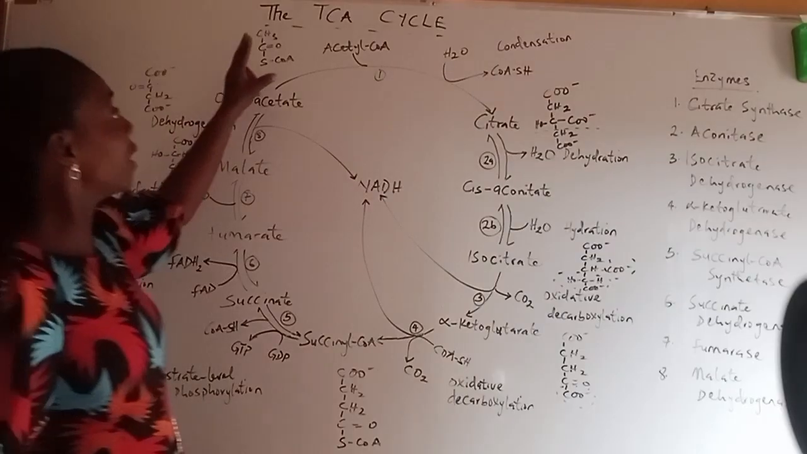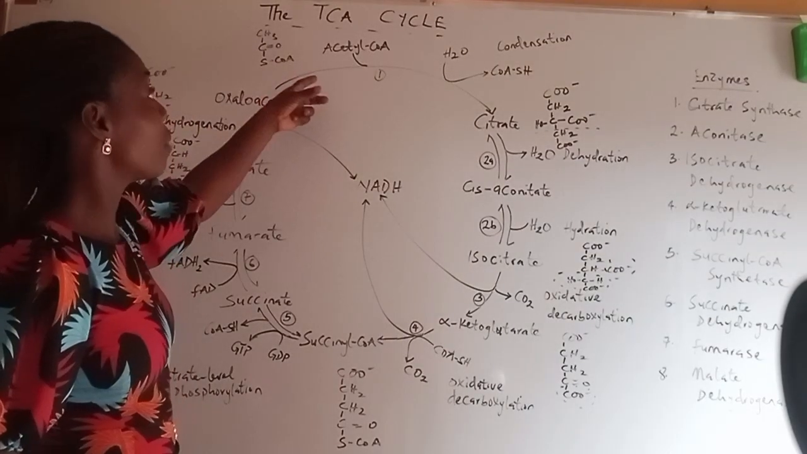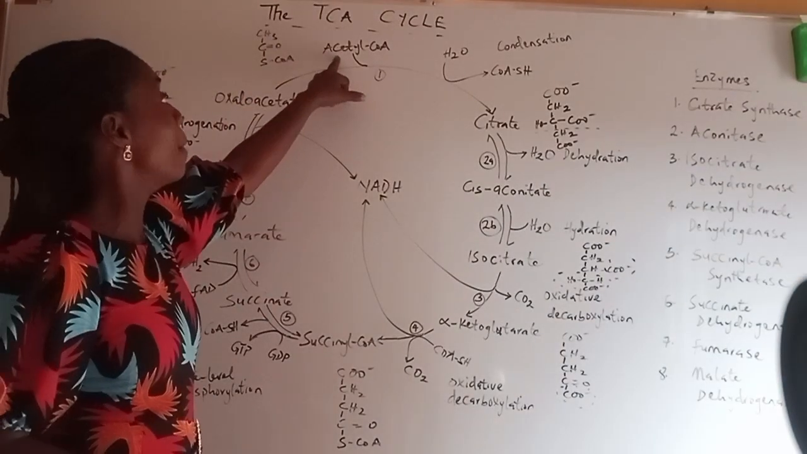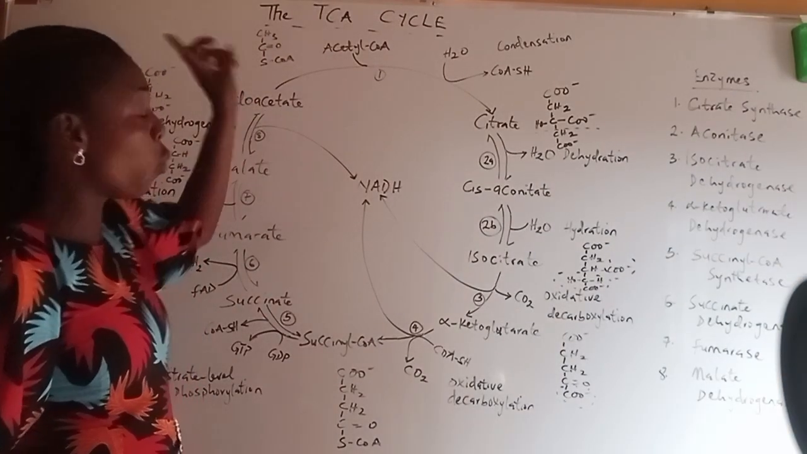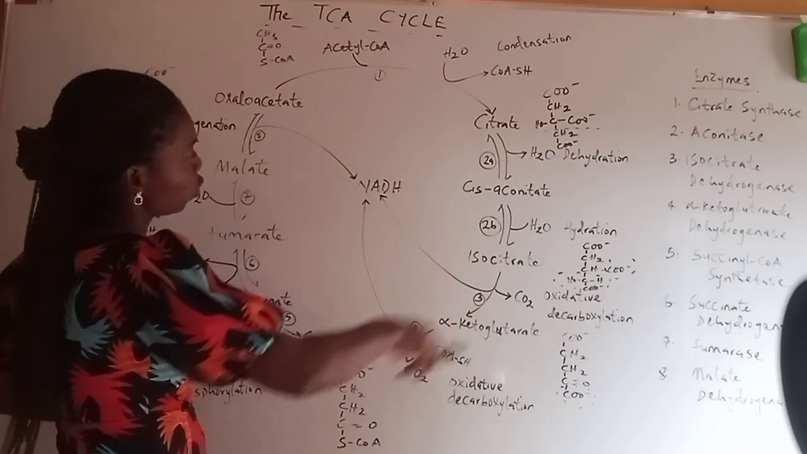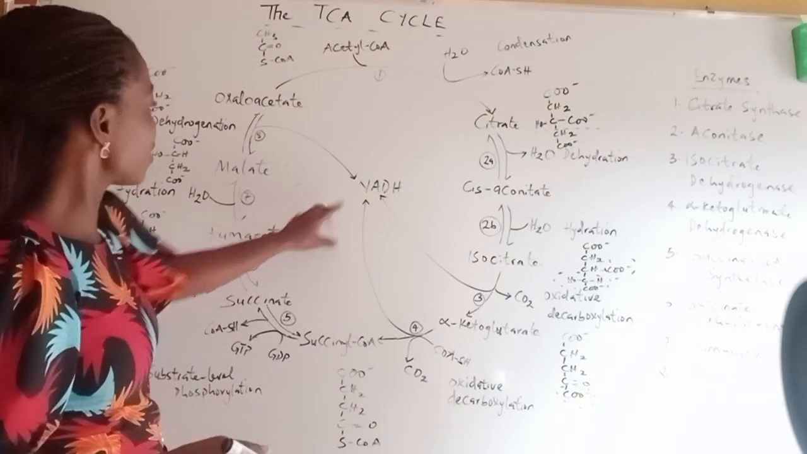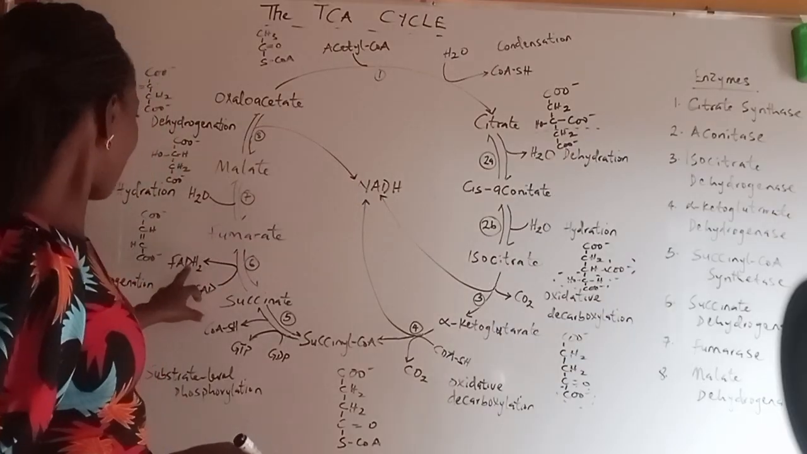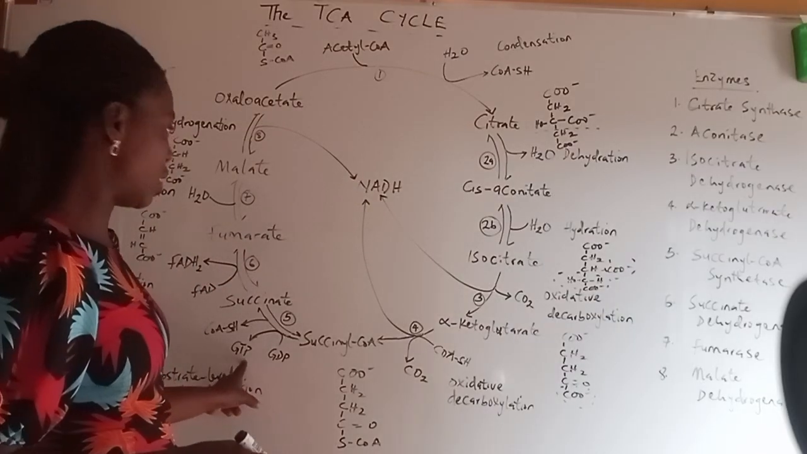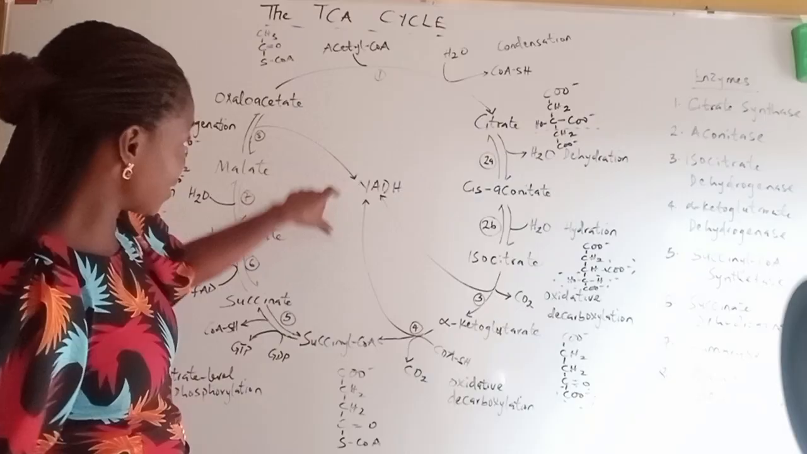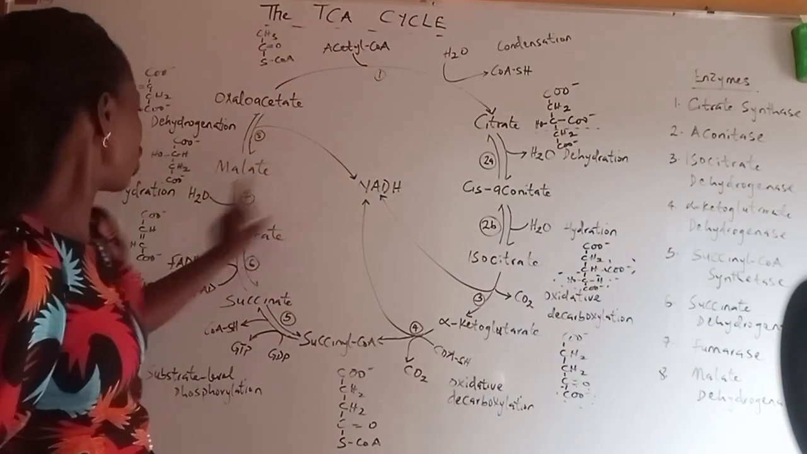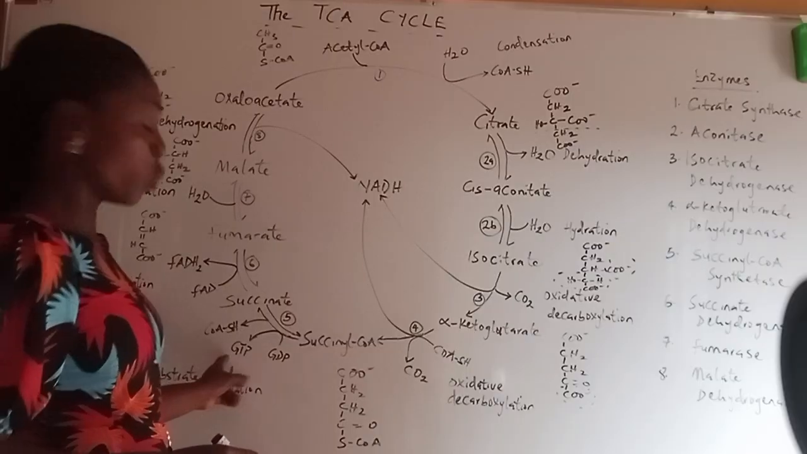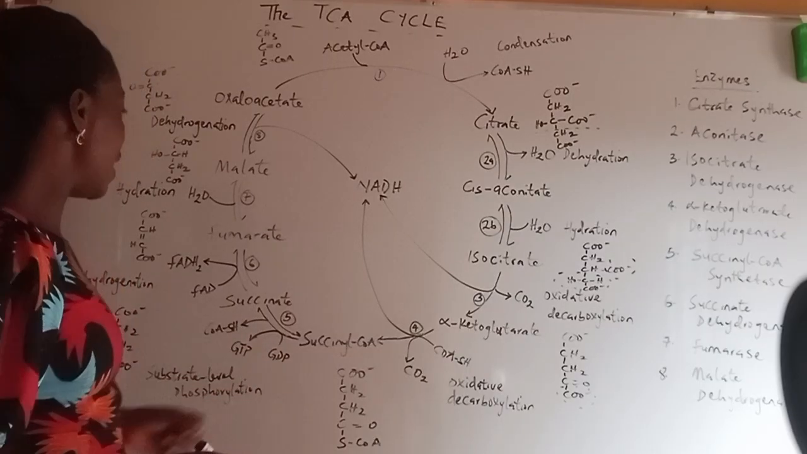Now remember that 1 molecule of glucose can produce 2 molecules of pyruvate, and then 2 molecules of pyruvate can produce 2 molecules of acetyl-CoA. That means 1 glucose molecule has to go through this cycle twice to give us 6 NADH, because each cycle produces 3 NADH, 1 FADH2, and 1 GTP. So if 1 glucose enters this, it will go twice to give us 6 NADH, 2 FADH2, and 2 GTP, which can also be used to produce ATP.